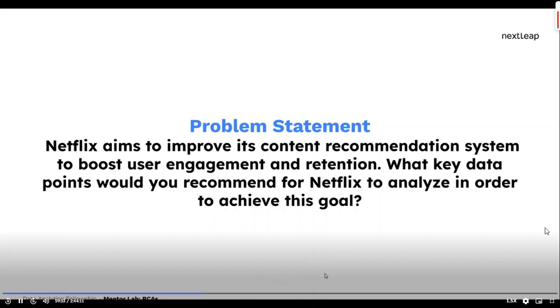Maybe whether it is a romance drama or love story, the genre of the content. Yes, genre of the content. Age can also be a main factor for recommendation. Correct. What else? Age can also be a factor, like which age group is watching what content. That is also possible. How will we measure user engagement and retention? Watch time. Yes, correct. Good. Language and region.